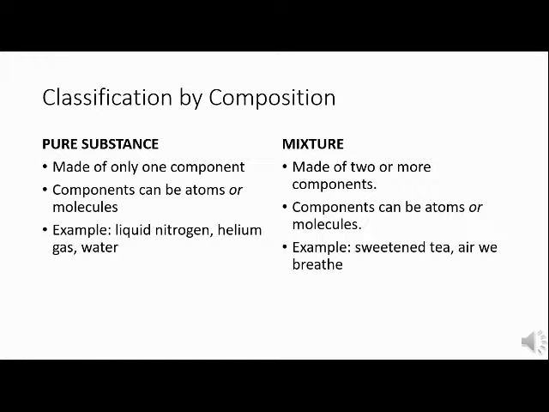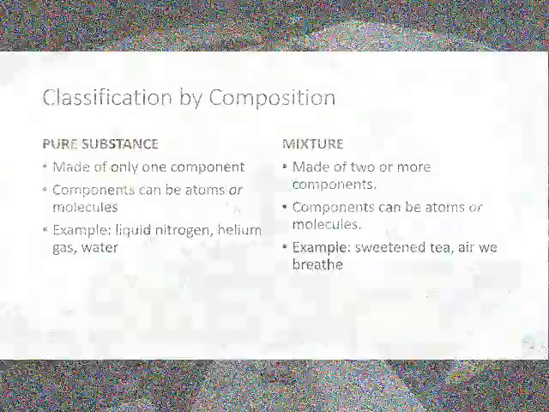The air that we breathe is a mixture of nitrogen and oxygen, and it's also got pollutants and carbon monoxide in it, so that makes the air that we breathe a mixture as well. So, classifying by composition, we can say that matter can be a pure substance or a mixture. There are two ways in which we can classify mixtures, and those are known as homogeneous and heterogeneous.